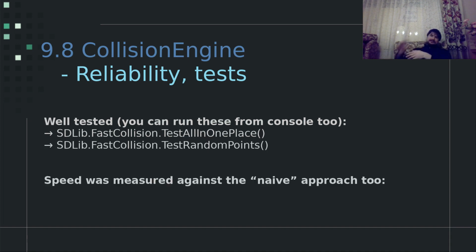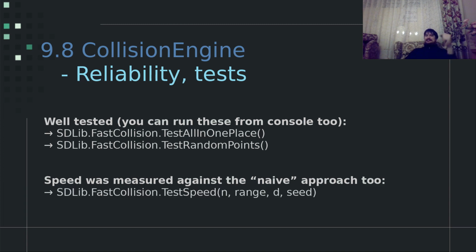Actually, I measured the speeds for the other things as well, but it was too far in the past that I could not find the data anymore. I just measured it, then threw it away after the fine-tuning and parameterization. But here, speed was measured against the naive approach, and I wrote the test in it, so you can still test it, because that's better. There is this test speed function, and you can set the number of elements and the range. The range means the area that these elements are spawned into randomly.